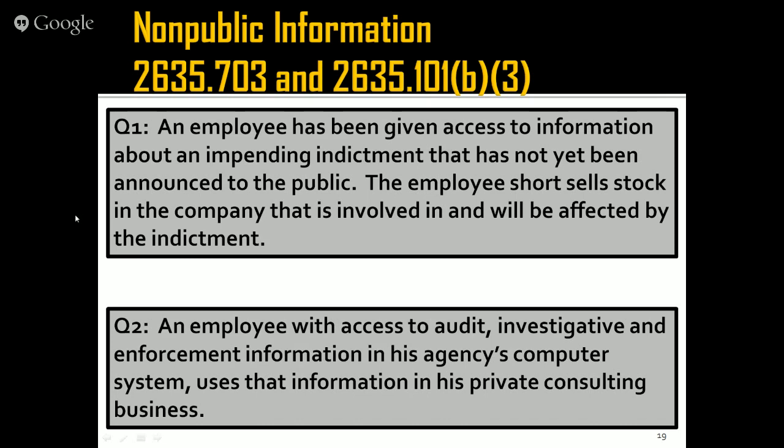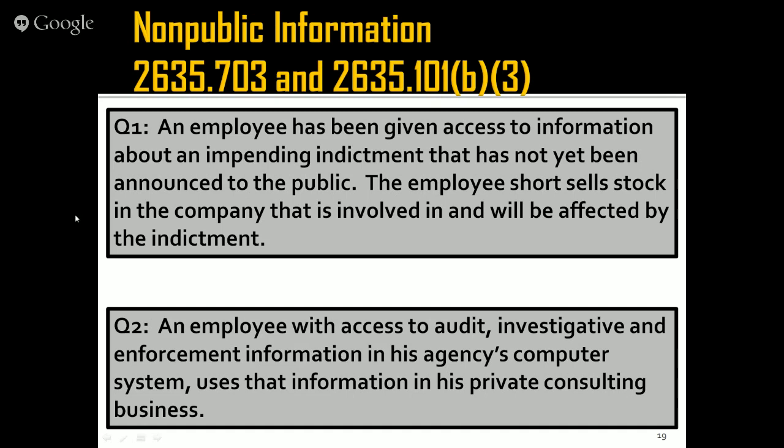Okay. So let's look at these two questions as an illustration of what we're talking about here. First question: an employee has been given access to information about an impending indictment that has not yet been announced to the public. The employee short sells stock in the company that is involved in it and will be affected by the indictment. So there's not been a disclosure. Doesn't matter. This is non-public information. We're using it to profit financially. We're shorting the company. That's a misuse of non-public information for private gain.